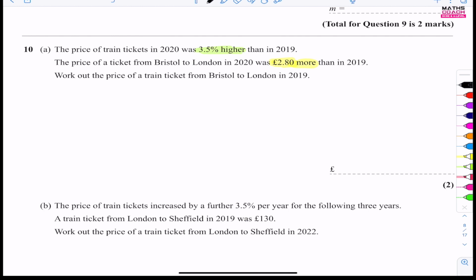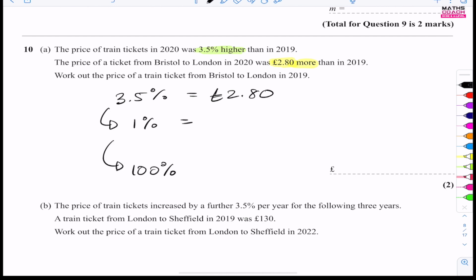Right, so if we start off with that information of 3.5%, this is saying that it's 3.5% higher than in 2019. And we are told that this amounts to £2.80 in terms of money. So we can write down 3.5% is equal to £2.80. So if we want to work out the price of a train ticket from Bristol to London in 2019, what we want to do is find out what 1% is equal to and then go up to 100% from that.